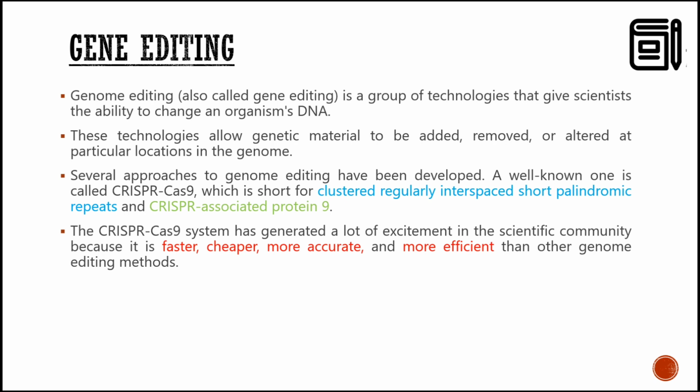CRISPR-Cas9 is short for clustered regularly interspaced short palindromic repeats, and Cas9 stands for CRISPR-associated protein 9. The CRISPR-Cas9 system has created a lot of excitement because it is faster, cheaper, more accurate, and more efficient when compared to other genome editing methods.